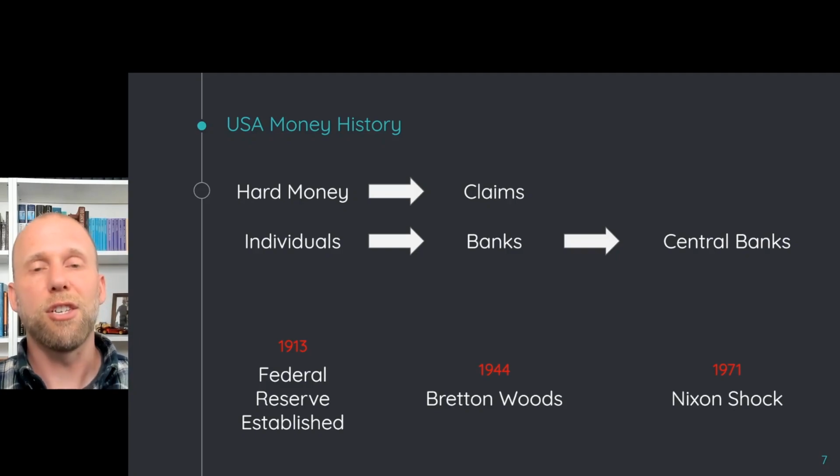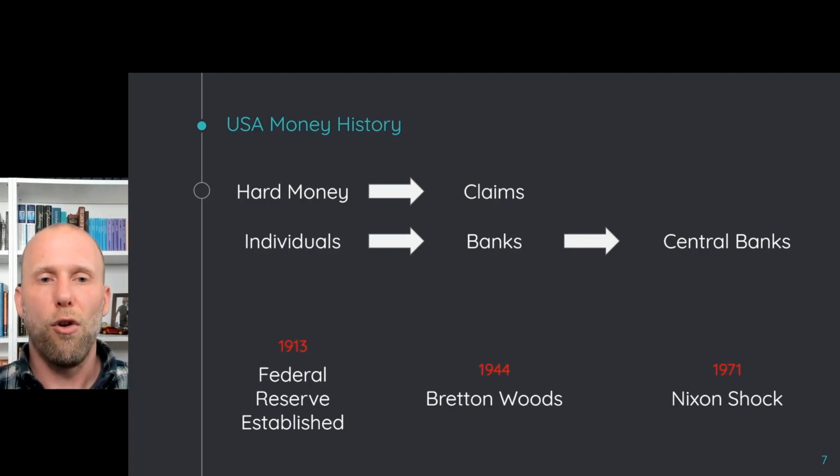1971, the Nixon shock happens. As we've talked about before, once the claims money becomes the money in societies, it tends to get overissued. It tends to get inflated by the controlling entity. This was no different here. The supply of US dollars worldwide was outstripping the amount of gold that the United States has. Now, you could say that some of that was justified because the world needed dollars in order for the economies to continue to pick back up.